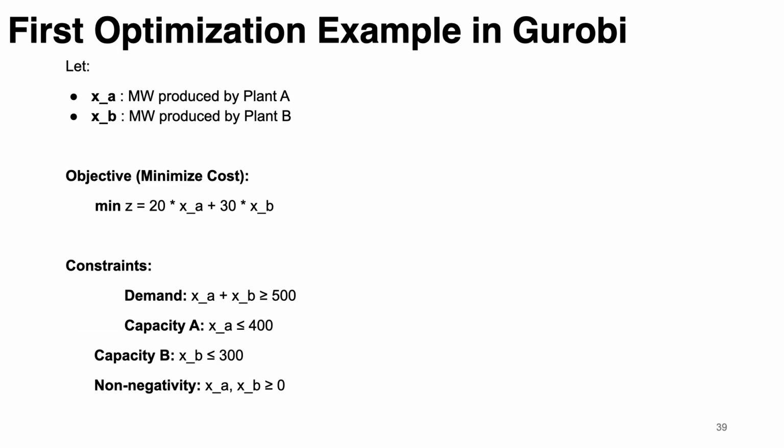Before we code, we must formulate. We define our variables, XA and XB, representing the megawatts produced by each plant. Our objective is to minimize the cost, expressed as minimize Z equals 20 times XA plus 30 times XB. We then define our constraints. First, the demand constraint: XA plus XB must be greater than or equal to 500. Second, the capacity constraints: XA must be less than or equal to 400, and XB must be less than or equal to 300. Finally, our non-negativity rule ensures that XA and XB are both greater than or equal to 0. This 4-line mathematical model is the blueprint for our Python script.